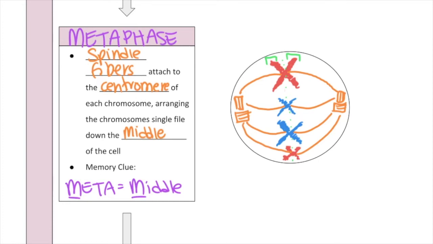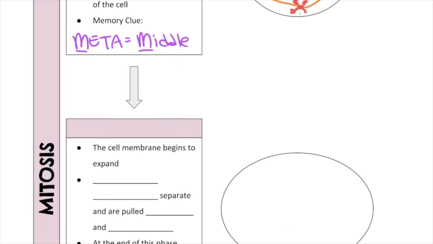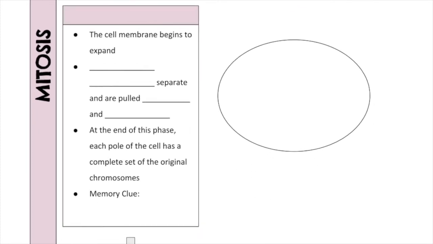Let's dive into the next phase of mitosis, which is called anaphase. A-N-A, and I was using all caps, A-N-A-P-H-A-S-E, anaphase. You can see based on our picture that the cell membrane is beginning to expand during anaphase. During anaphase, the sister chromatids separate.